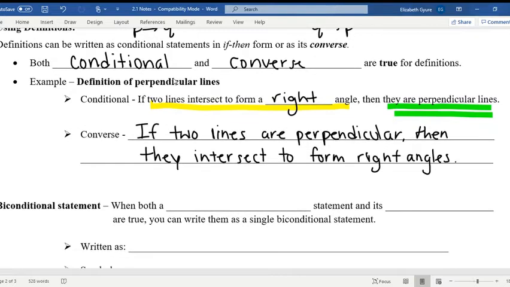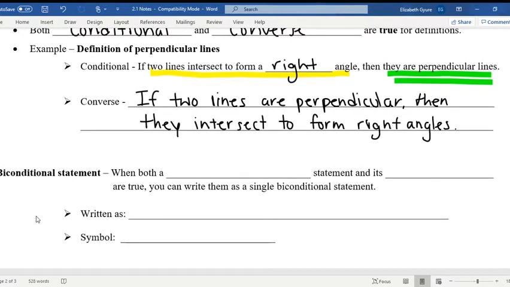Statements that can be written both as conditionals and converses are called biconditional statements. So when both a conditional statement and its converse are true, you can write them as a single biconditional statement. What that looks like is you'll have the phrase if and only if in the middle. So two lines are perpendicular if and only if they intersect to form right angles. That implies it works from the front to the back and from the back to the front. Okay, so it's a biconditional because it works in both directions.